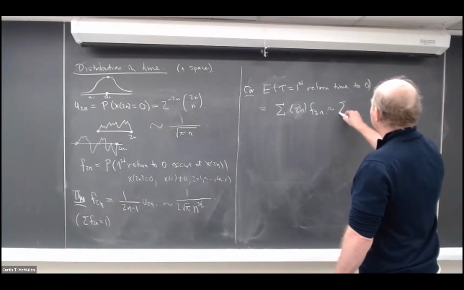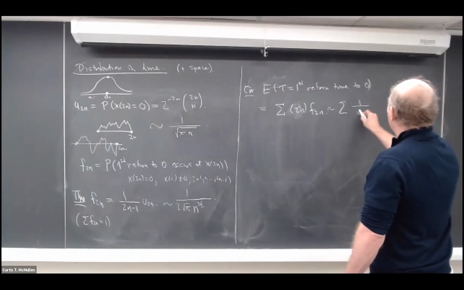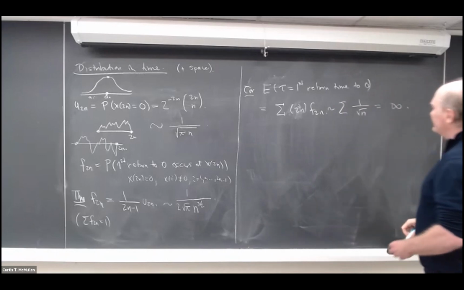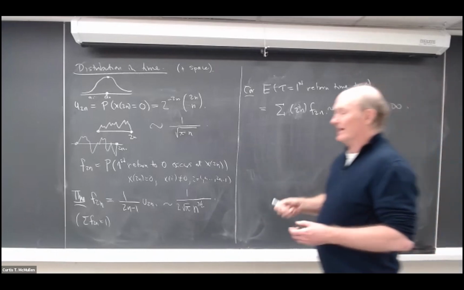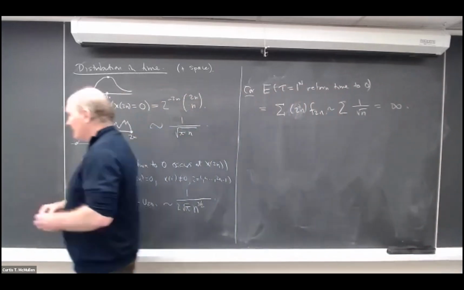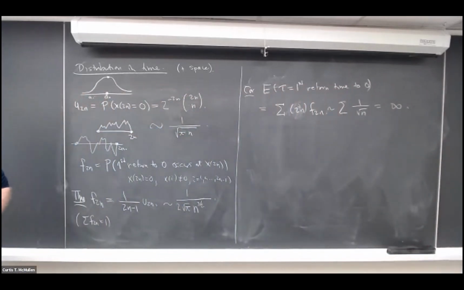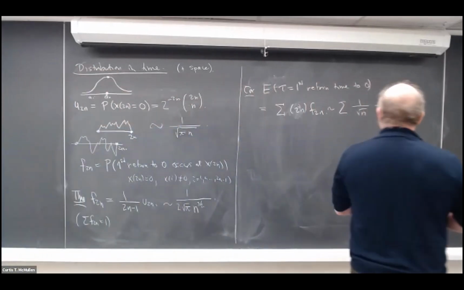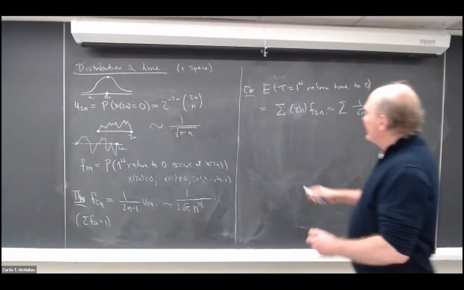But this is like the sum of 1 over the square root of n, and that's infinite. In fact, it diverges rapidly. It's not even like the harmonic series. So yes, the expected time of the first return to the origin is infinite.